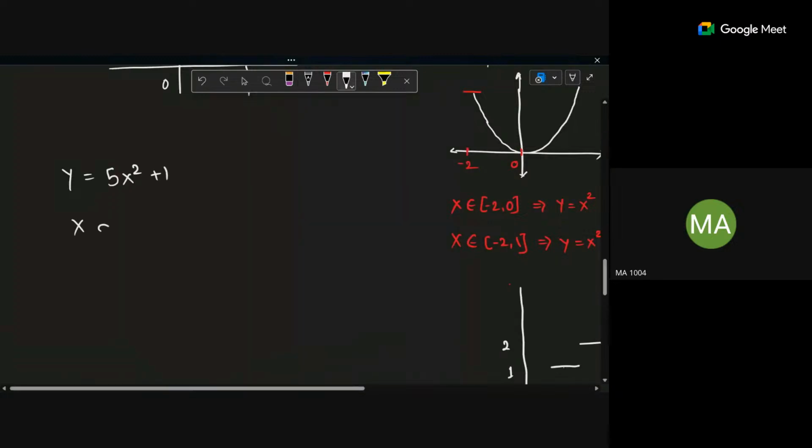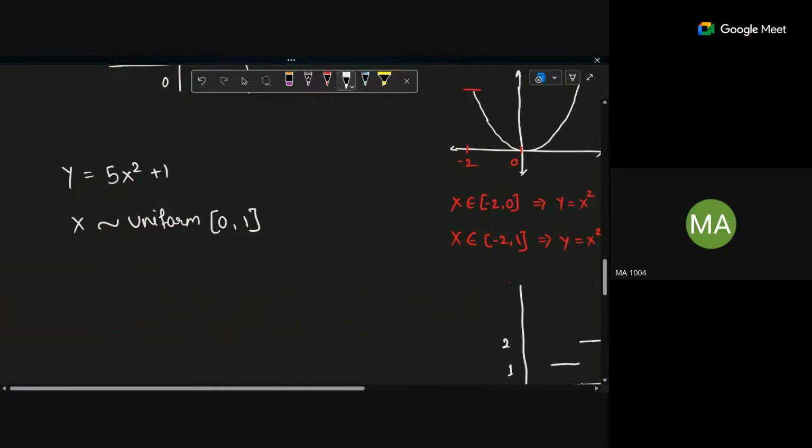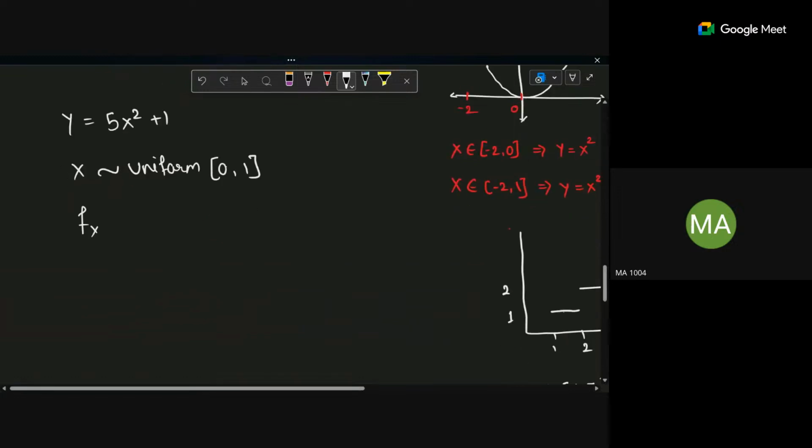We know that x is a random variable which is uniform over 0 to 1. So we also know one more thing. What is our PDF?